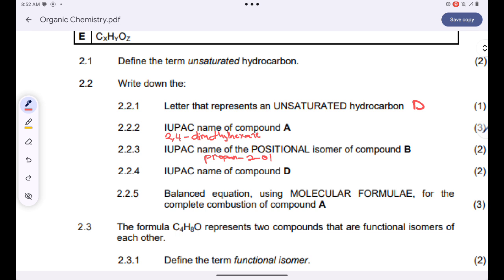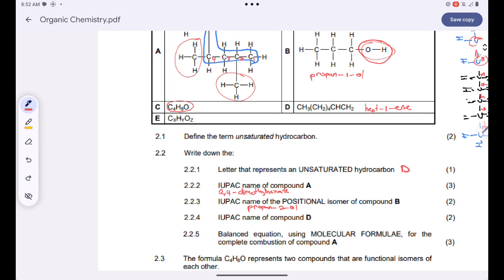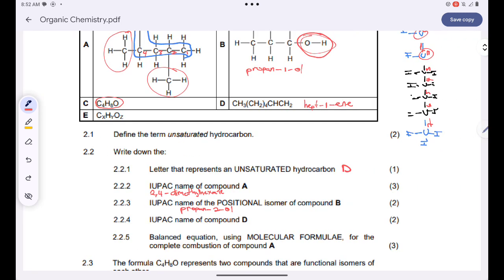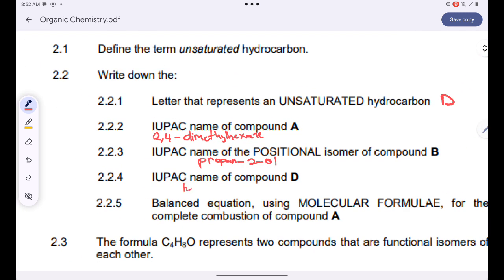Then 2.2.4, they want us to write the IUPAC name of compound D. We already did that. We said this will be hept-1-ene.